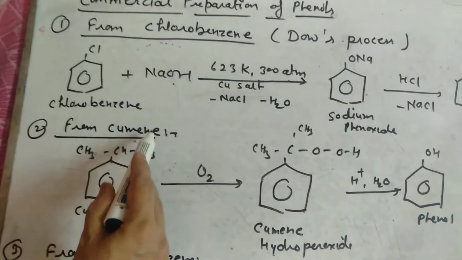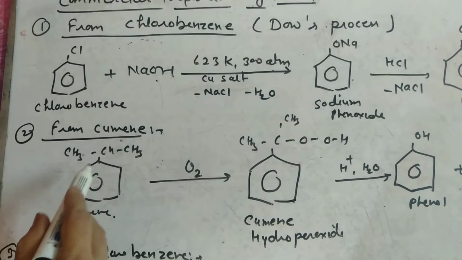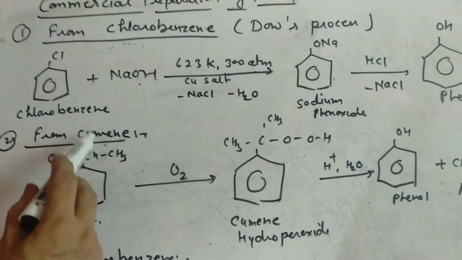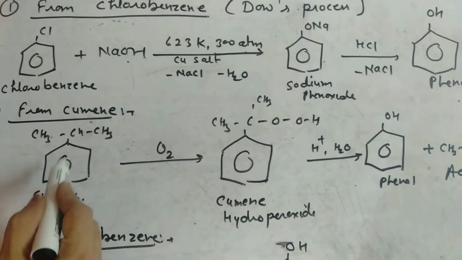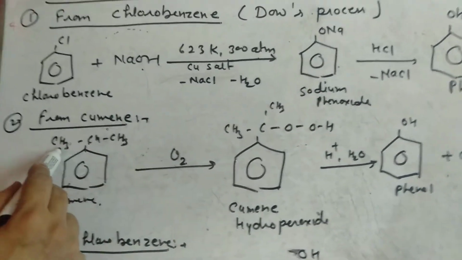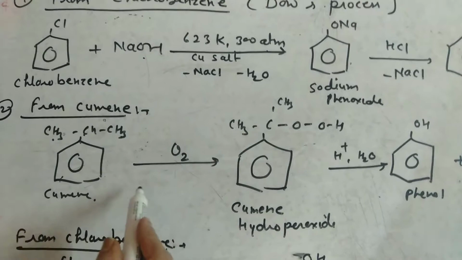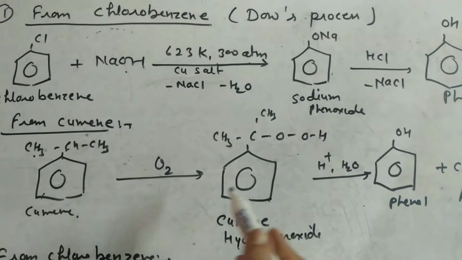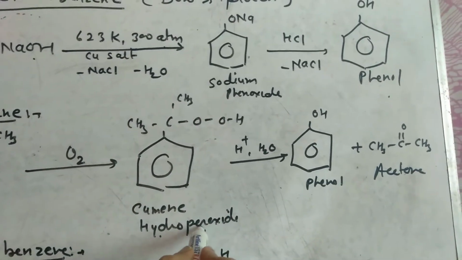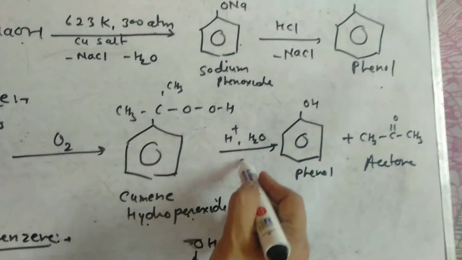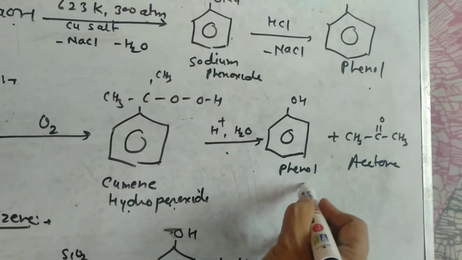Next, preparation from cumene. When benzene reacts with propene, it gives cumene: a ring with CH3 CH3. So cumene is oxidized in the presence of air. Then cumene hydroperoxide is formed. On hydrolysis, it gives phenol.